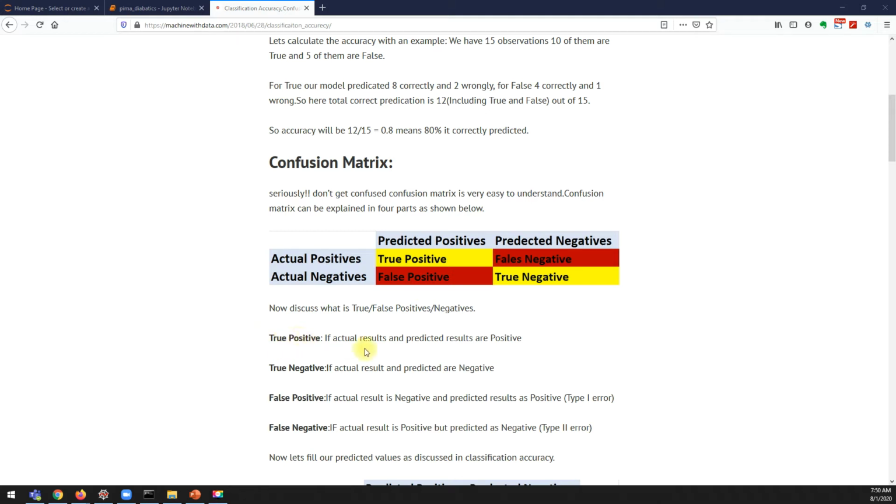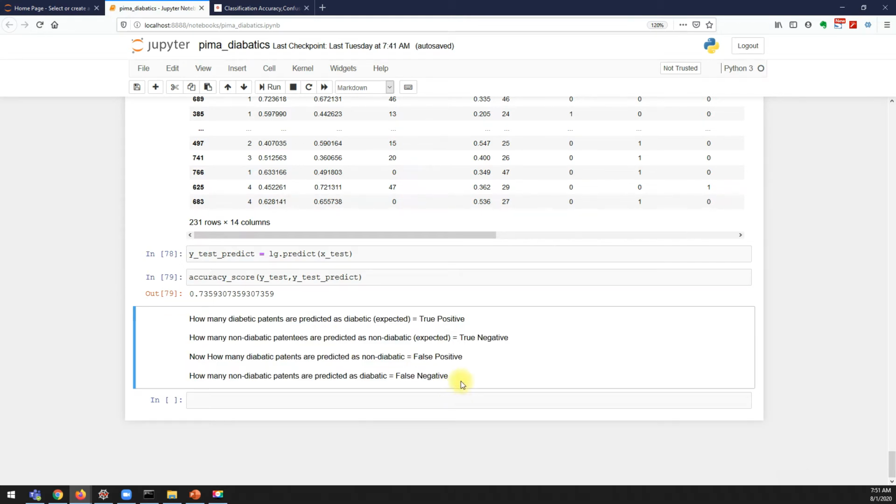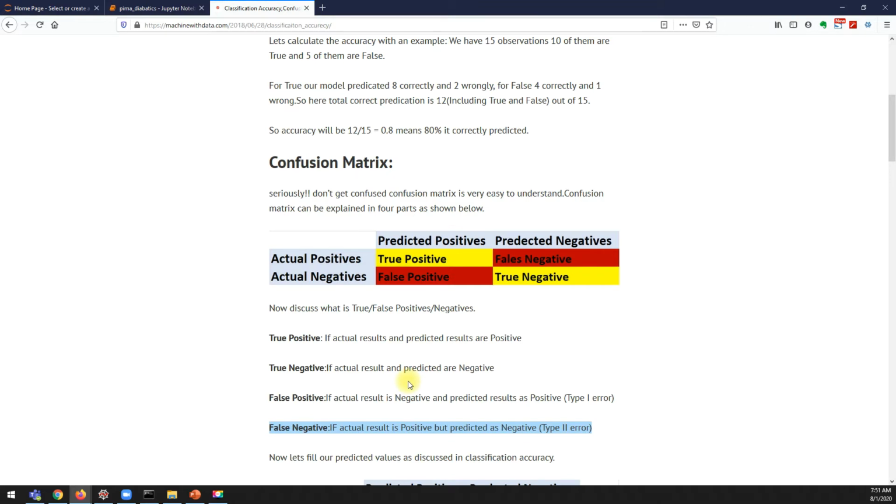So I'm just repeating again. True positive means the actual results and my predicted results are positive. True negative means actual results and predicted results are negative. These two are perfect. These two are dangerous, so we have to be very careful about them. False positive means the actual result is negative but predicted as positive. False negative is if the actual result is positive but my model predicted it as negative. You can literally compare this with our diabetic dataset.